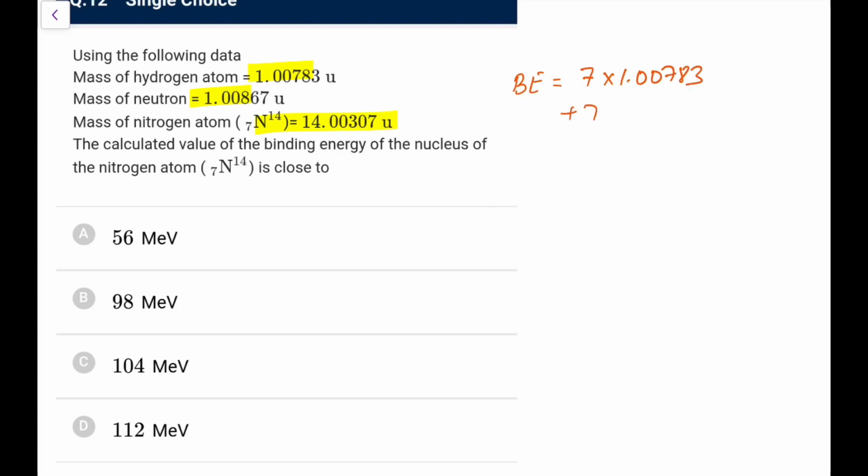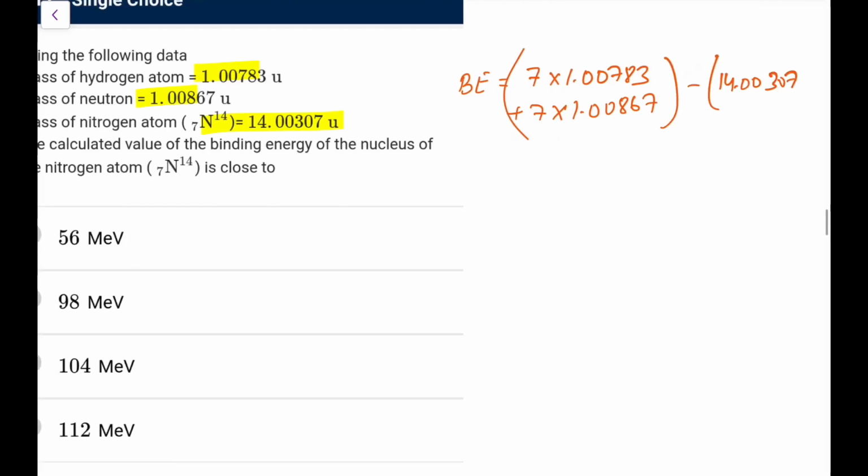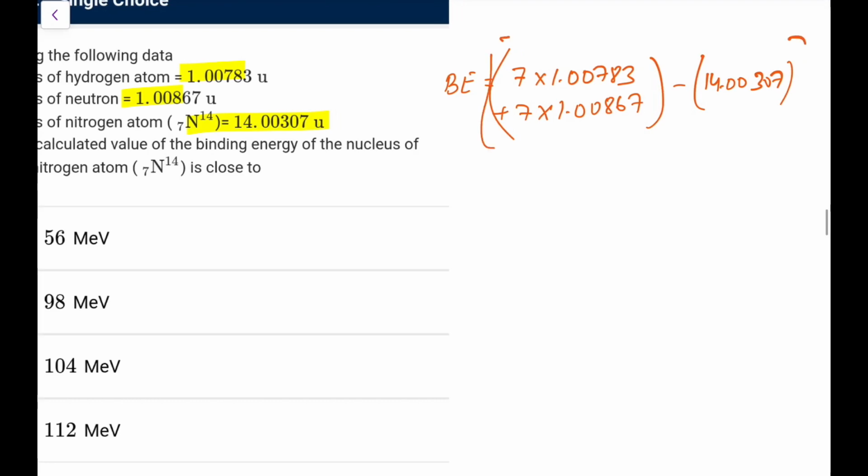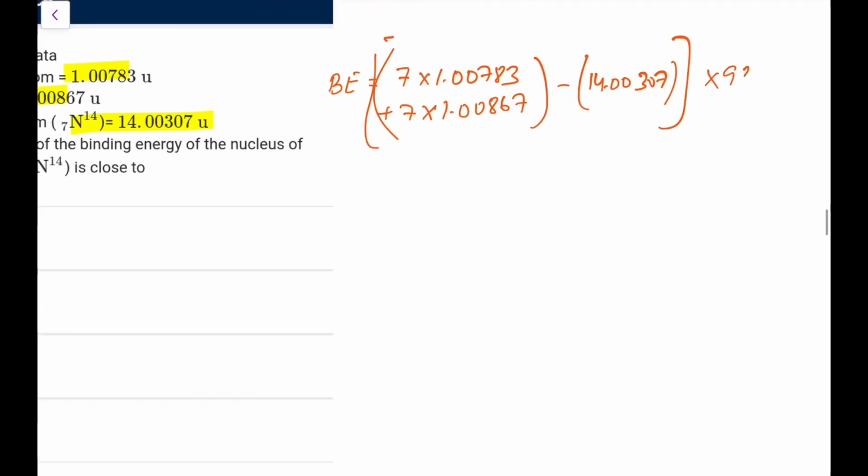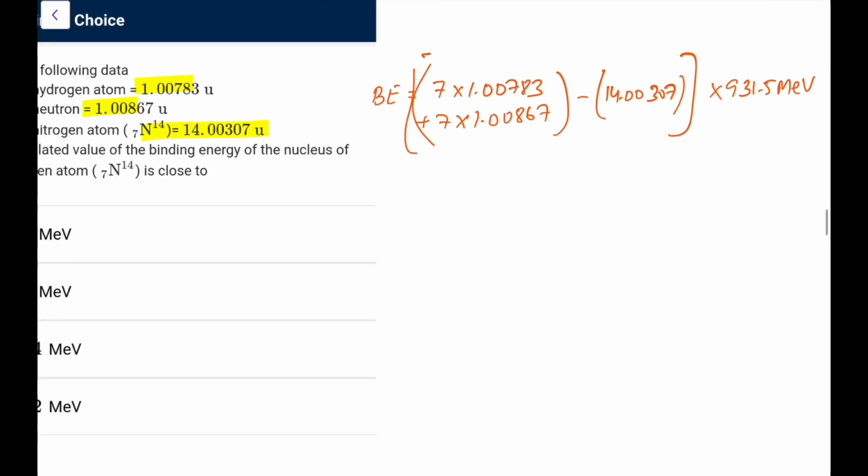1.00783 plus 7 times 1.00867. This is the initial mass. Final mass is 14.00307 U. So that is the mass defect in U, multiplied by c square. C square I can write as 931.5 MeV per U. U and U will cancel. This will be the answer.